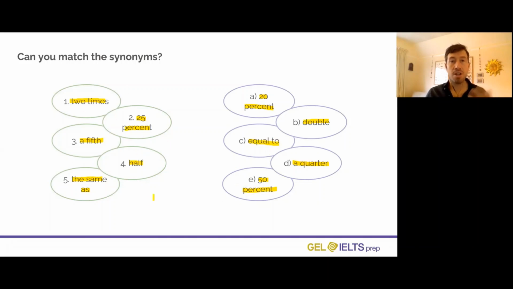Now, these are all ways of describing amounts and comparing one thing to another. So you might say something like it's 20% more, or it's double, or it's equal to. These amounts we use a lot of the time when we're making comparisons, so it's good to have synonyms for those.